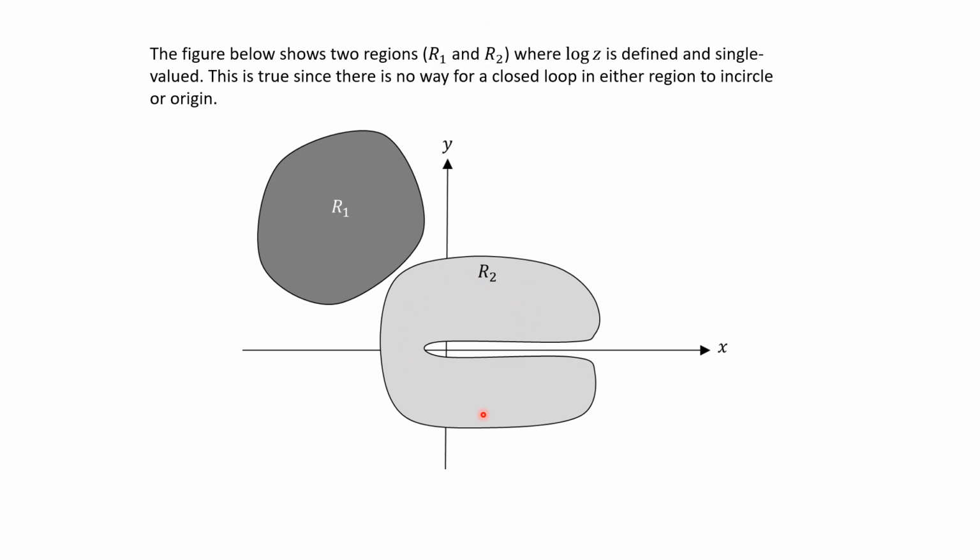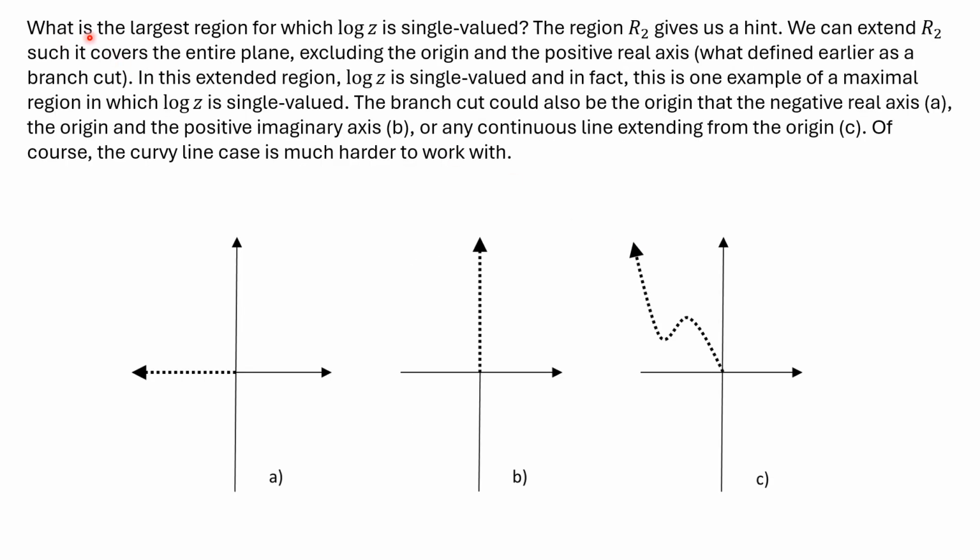We want to really determine the largest region where log z is defined and single valued. What is the largest region for log z where it's single valued and defined? R2, the region 2 from the previous slide, gave us a hint. If we can just expand that and narrow it down so it excludes just the origin and the positive real axis, then that would be the largest region where log z is single valued and well defined.